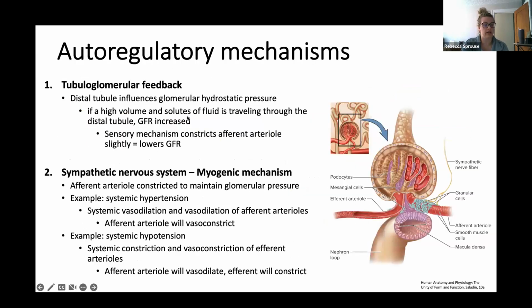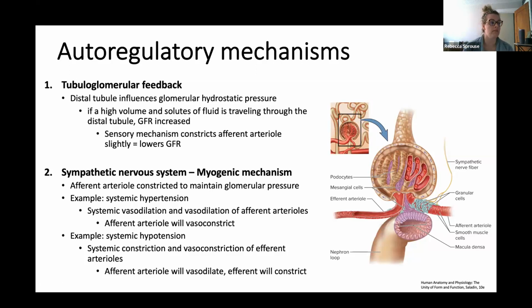The other type of autoregulatory mechanism is called tubuloglomerular feedback. And our tubular system has a lot of sensory cells. Here, all these little tan colored things are tubules. They have sensory cells. I'm not going to make you know them for this class. That's called the macula densa if you run across it in your readings. But essentially, there are some sensory cells in the tubules that detect the composition of the urine filtrate and if it's okay or not, right?